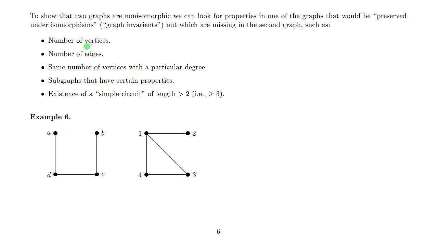If I don't have the same number of vertices, I'm not going to be able to set up a bijection. We can look at the number of edges. Again, if we don't have the same number of edges in both, then I'm not going to be able to set up the bijection in a way that preserves the adjacency that we want. Looking at vertices with particular degrees, I need the same number of each degree. Now that just by itself isn't enough, as we'll see with some of our later examples. We can also look at subgraphs that have certain properties. We can also look at what are called simple circuits of length 3 or greater, and we'll illustrate that here.